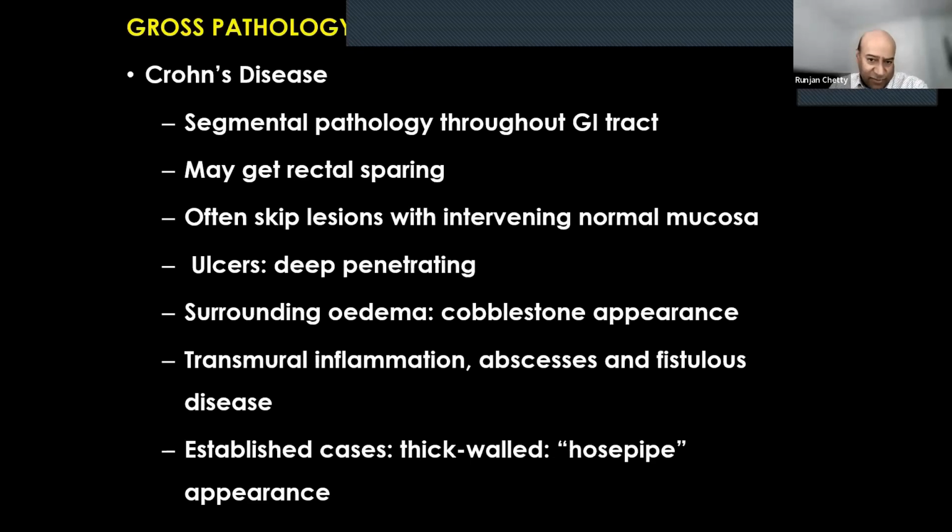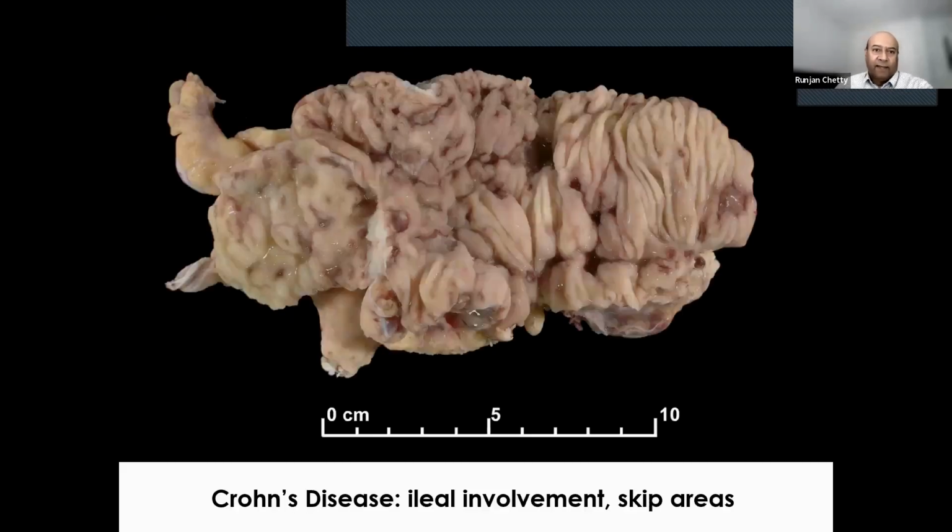The entire thickness of the bowel wall is involved, hence it has this hose pipe-like appearance. It's very thick and inflexible looking. Here is an example of Crohn's disease. As you can see, the bowel wall is very thick. There's adherent mesenteric fat, and you have these raised, heaped edematous lesions in between, imparting this cobblestone appearance, with ulceration and deep fissuring, and here are more ulcers.